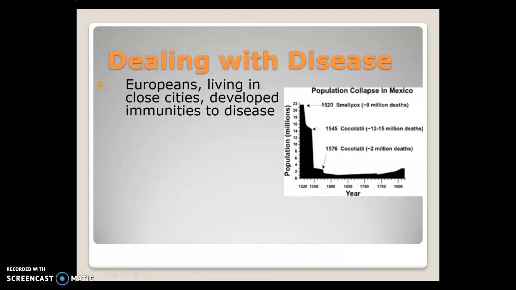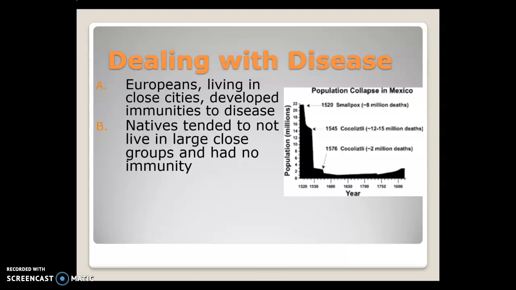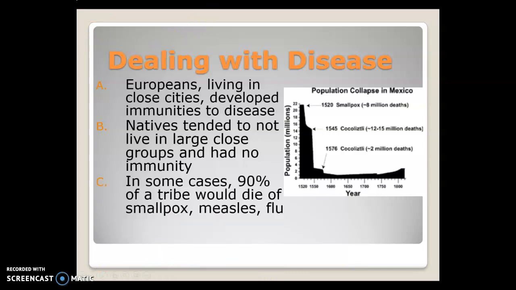So why didn't it kill whites the way it killed natives? Well, Europeans living in close packed cities tended to develop immunities to disease. A lot of the people that didn't have the immunities died. Those that were able to survive were able to spread and pass on their immunity to future generations. Well, natives tended not to live in large groups. They didn't have those large cities, and for the most part, they couldn't develop those immunities to diseases. As a result, 90% of a tribe might die of smallpox, measles, even the flu. So this was a devastating, debilitating situation for natives to deal with.